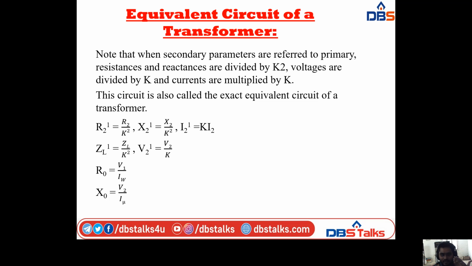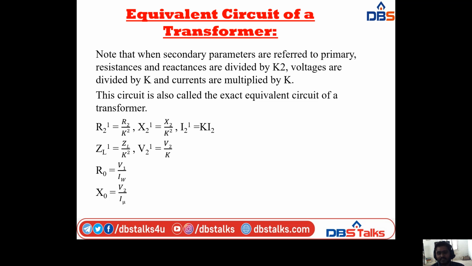So from the above 3 points, we write R2 dash is equal to R2 by K square and X2 dash is equal to X2 by K square, that is the resistances and reactances. As I already mentioned, when secondary parameters are referred to primary, the resistances and reactances are divided by K square.